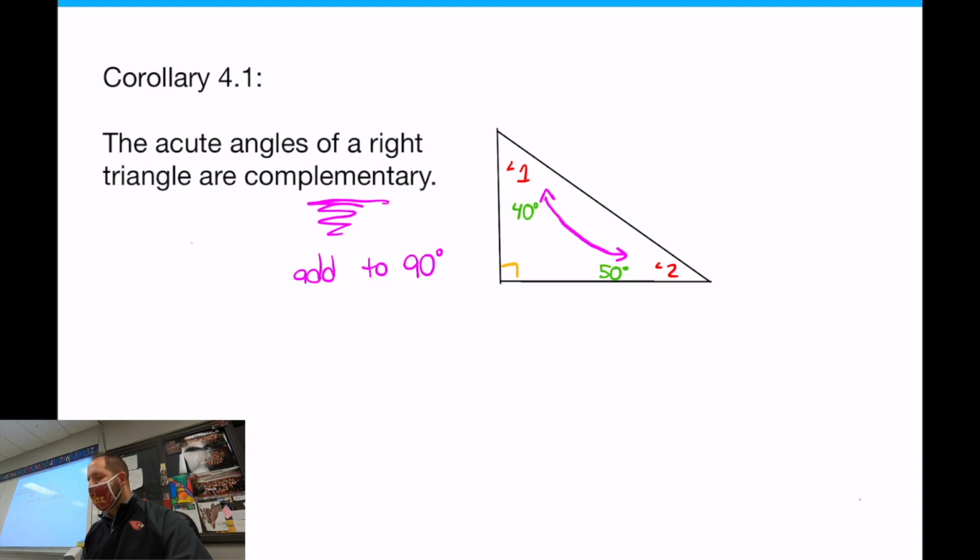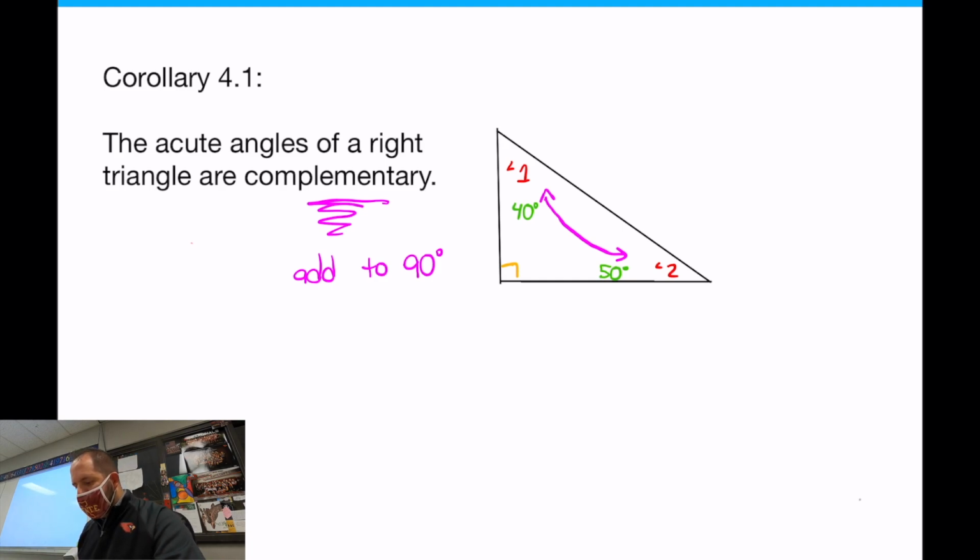If you have a right triangle, this is the problem I did yesterday for you guys. If you have a right triangle, the 2 angles that are left over, the 2 acute angles, have to be complementary. They have to add up to make 90 degrees. So no matter what, they have to add to make 90. So keep that in mind. So I'm going to use this on my next kind of drawing here just so you can see this.